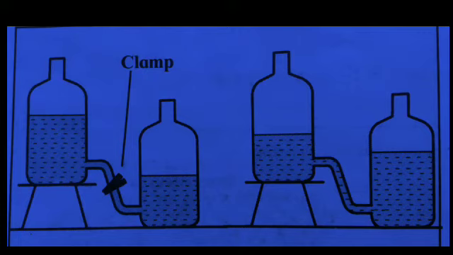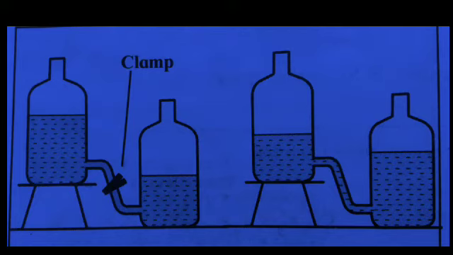First question is, what happens when the clamp is removed? Now simply see here, when we remove the clamp, what will happen? The water will flow from higher level to lower level because one bottle is placed at the higher level and another is placed at the lower level. That's why the water flows from higher level to lower level.